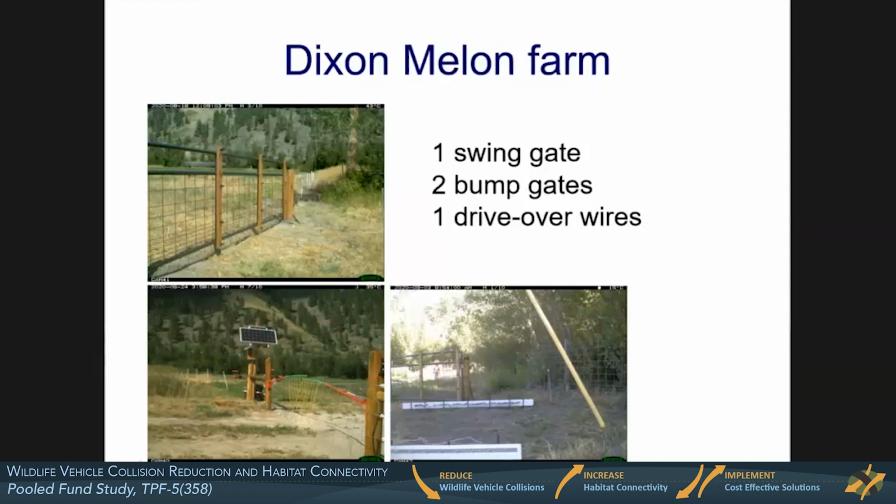It's kind of hard to see in this image, but between the two white planks, there are metal wires a few inches above the ground. You can drive over this with a truck, but if you've got big feet, like humans or a bear, you will hit the wires when you try to walk over it, and you will be shocked. So these are the three treatments that we have.